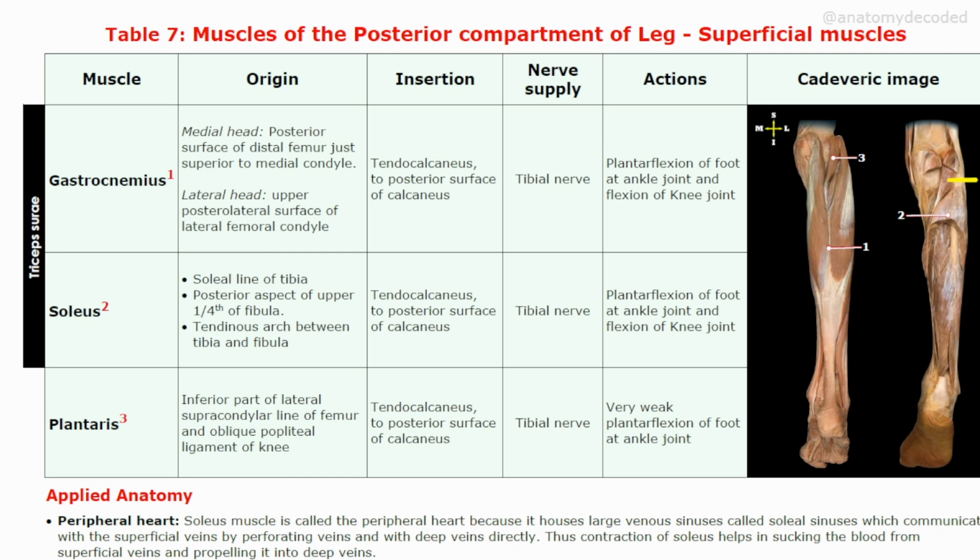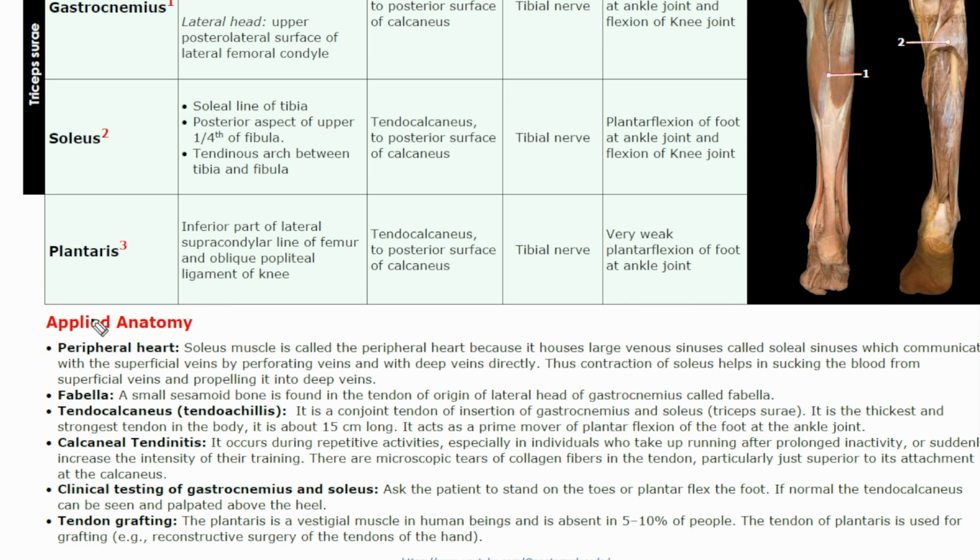Okay, and there is one term used here called triceps surae. You should know this. Triceps surae means the two heads of the gastrocnemius along with the soleus. These three together are referred to as triceps surae. Now let's see the applied anatomy of these muscles.